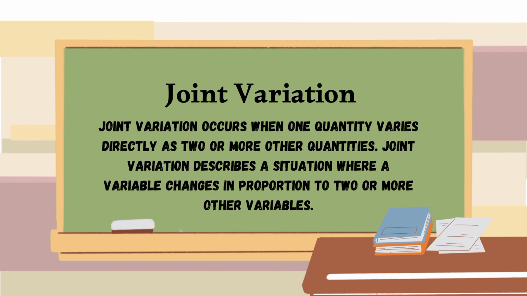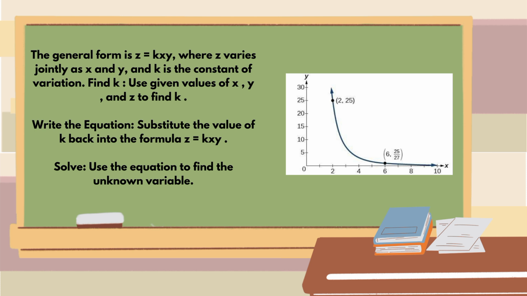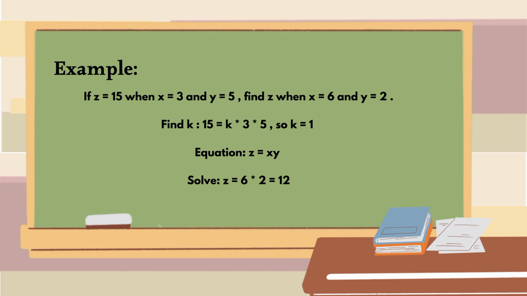Joint variation. A quantity varies directly as two or more quantities. The formula is z equals kxy. First, let's find k, the constant. We are given that z equals 15 when x equals 3 and y equals 5. The equation is z equals k multiplied by x multiplied by y. Substitute the values: 15 equals k multiplied by 3 multiplied by 5. Simplify, and it will be 15 equals 15k.